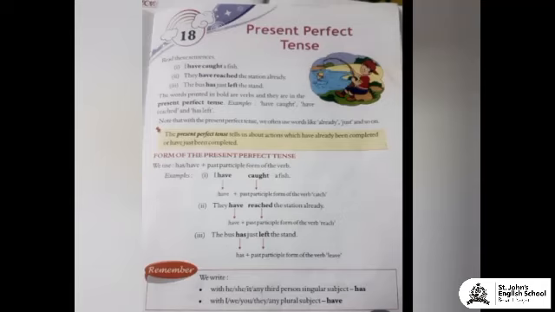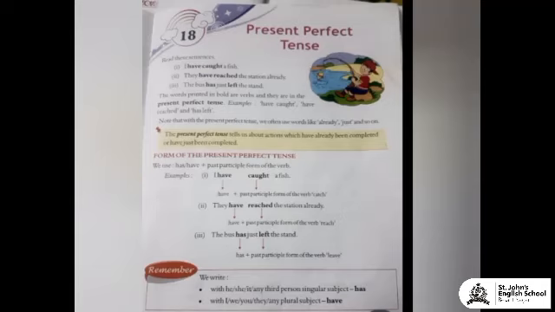Let me read the first sentence. I have caught a fish. For I, you are using have. And the past participle form of the verb catch is caught. In a present perfect tense, you should use either has or have plus past participle form of the verb.